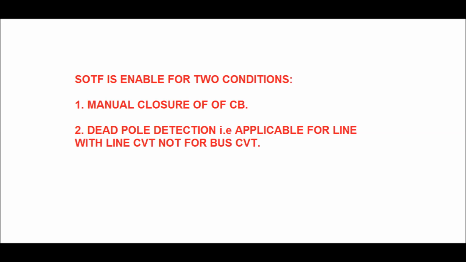It is active or enabled for two conditions. One is manual closure of the CB, that is, the line is tripped, and after it is tripped, we give a closing pulse manually. Number 2 is the dead pole detection, that is, a faulty line is tripped and after the trip there is no voltage at the relay. It is applicable only for line CVT, not for bus CVT. For bus CVT, voltage will always be present when the voltage is taken from the bus CVT.